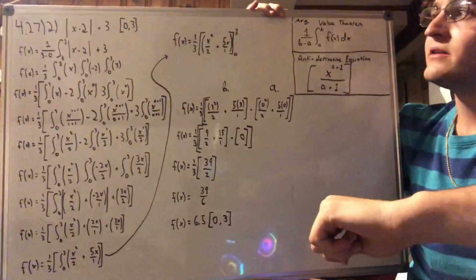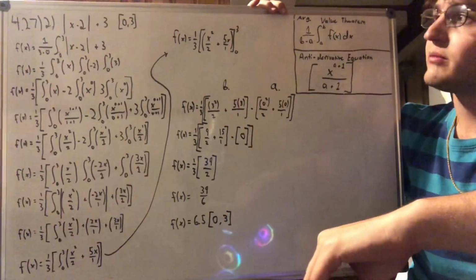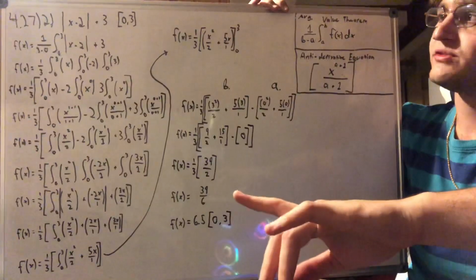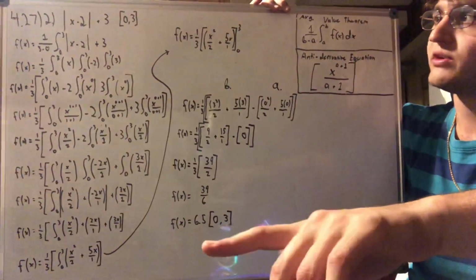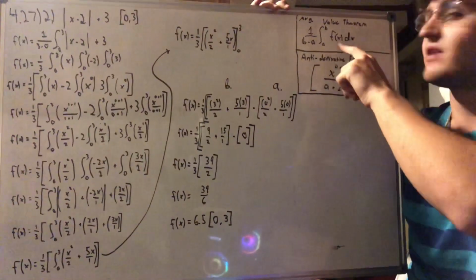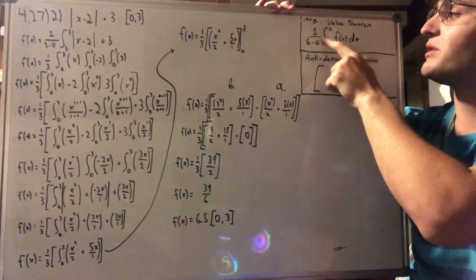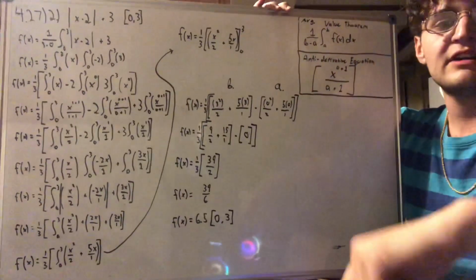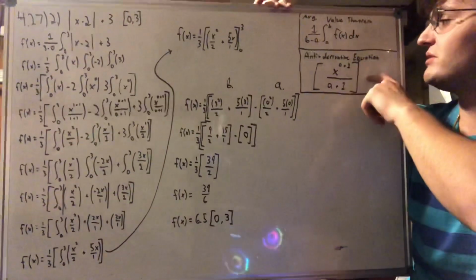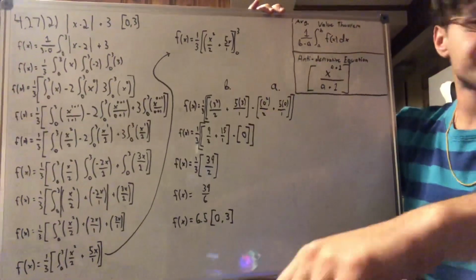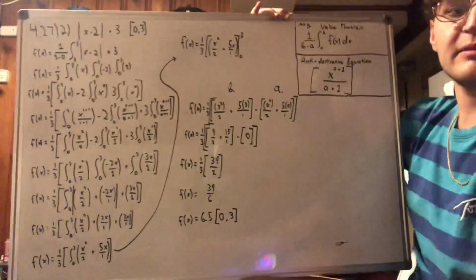Okay. So for 4.27, number 2, it's just like number 1 for 4.27, and it's also still similar to 4.25, except we're using the average value theorem instead of the mean value theorem. Once again, the only difference is the 1 divided by (b minus a) instead of the f(c) times (b minus a). We're also going to be using the antiderivative equation again as well.